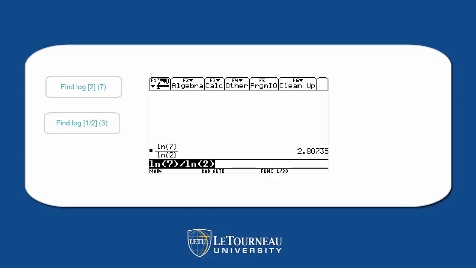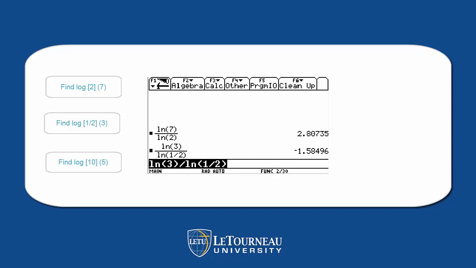Now let's find the log base 1/2 of 3. So we'll change it to the natural log of 3 divided by the natural log of 1/2. And if you're trying this on your own calculator, it's a good idea to do the same. We'll hit diamond enter for the purpose of being able to see it. Oh, look, log base 1/2, we get a negative number.